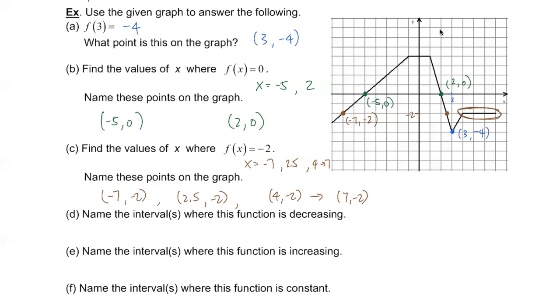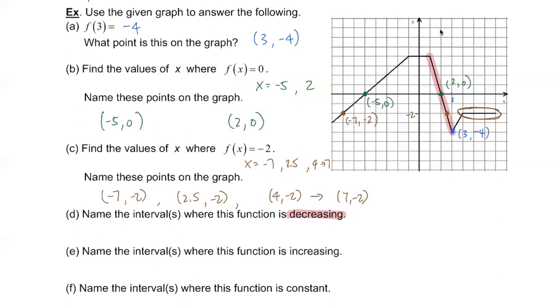All right, now let's take a look at part D. It says, name the interval where this function is decreasing. Let me use red color to highlight decreasing. You learned that in Algebra 1. If a graph is decreasing, it should have a downward trend, it goes down. On this graph, the only portion that's showing a downward trend is this portion.